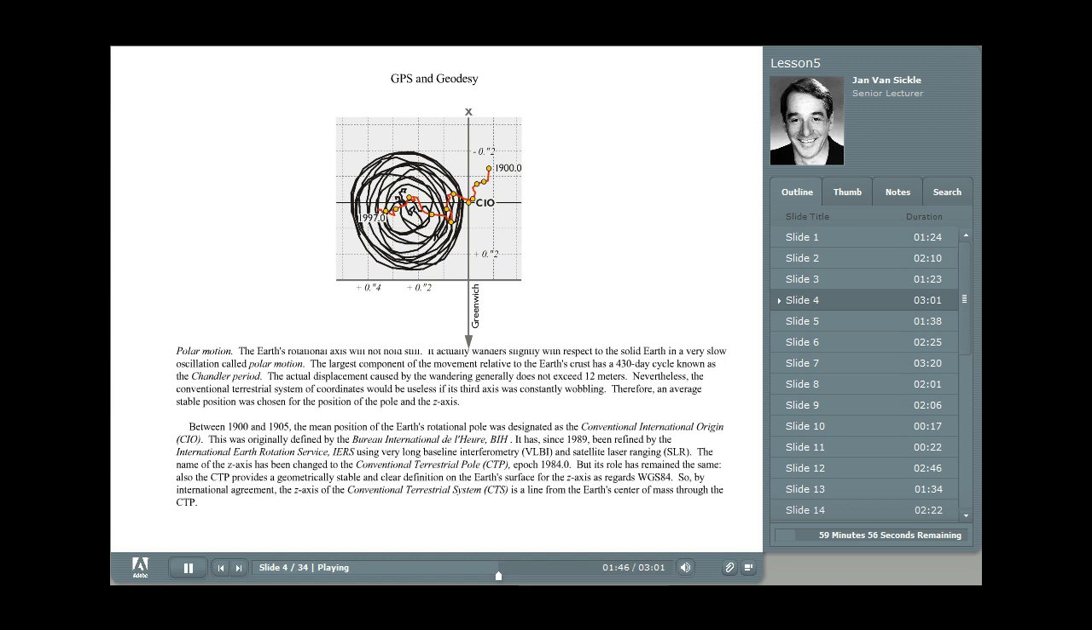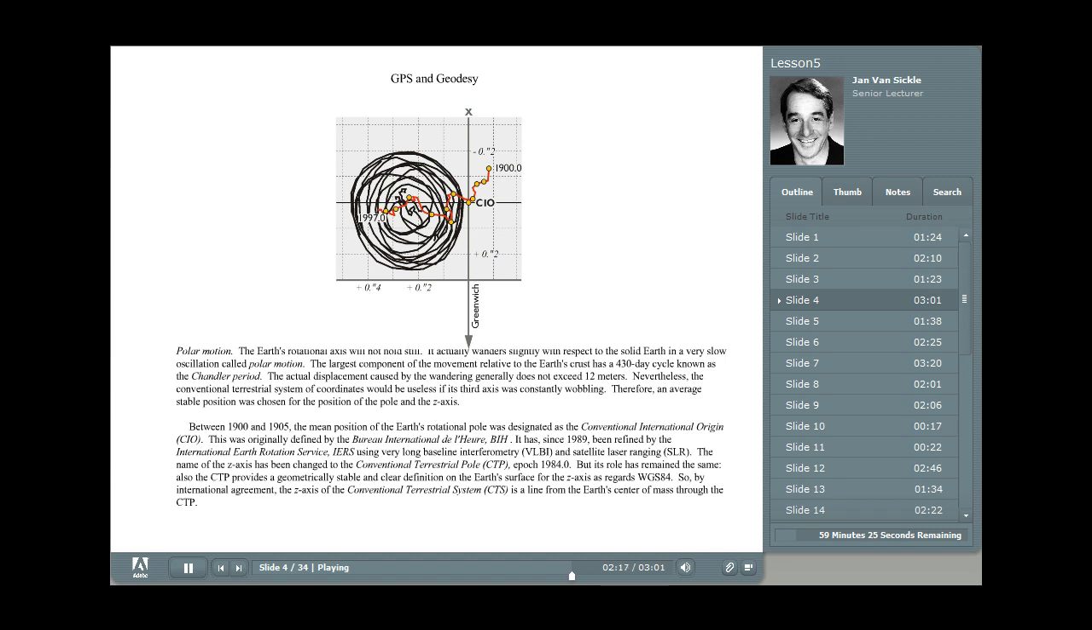But in any case, the z-axis has been geometrically stable with a clear definition as regards WGS-84, the World Geodetic System of 1984. So by international agreement, the conventional terrestrial system has a line which is called the CTP, or conventional terrestrial pole.